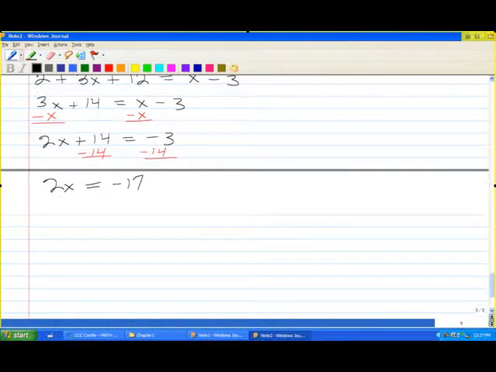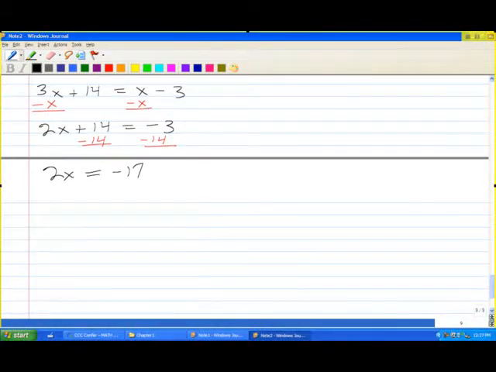And lastly, let me try to solve for x. So let me divide both sides of my equation by 2. And so x is equal to negative 17 over 2.